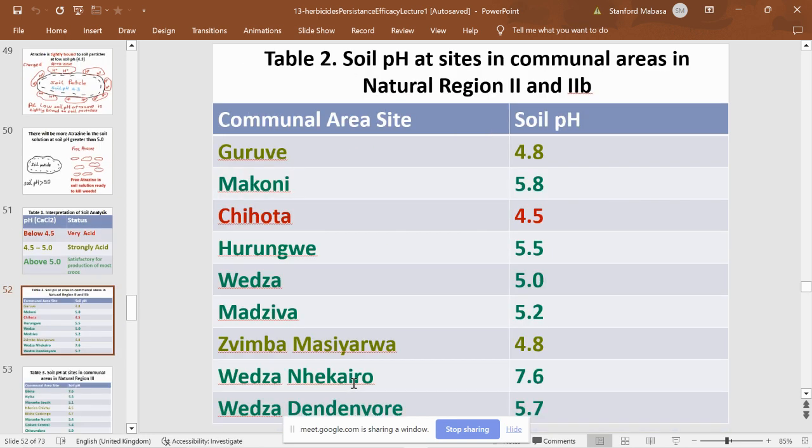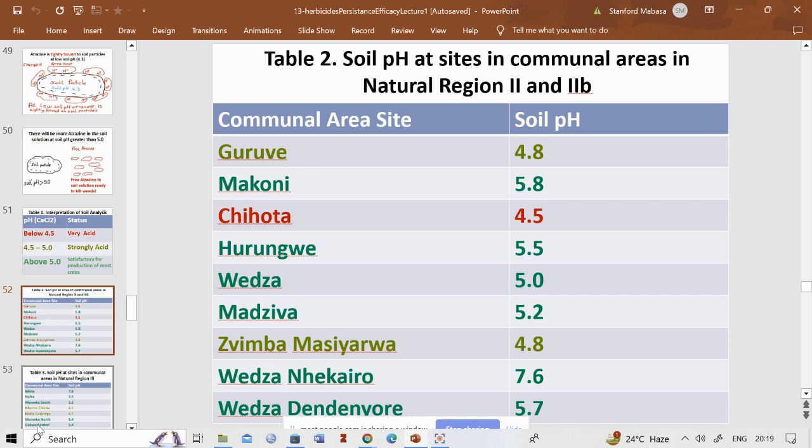Well, these are some of the soils which were taken across some communal areas. You can see the variation in soil pH. Guruwe 4.8, Makoni 5.8. The lowest pH was from Chiota communal area with 4.5. So using atrazine there could be problematic in some of those soils. Otherwise, the atrazine may fail to kill the weeds.